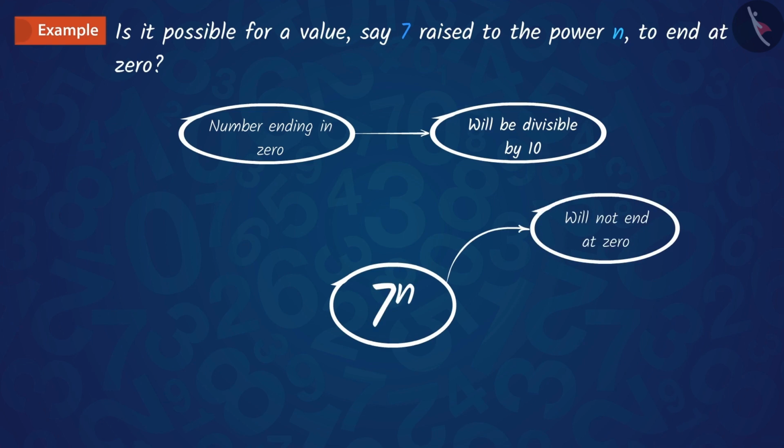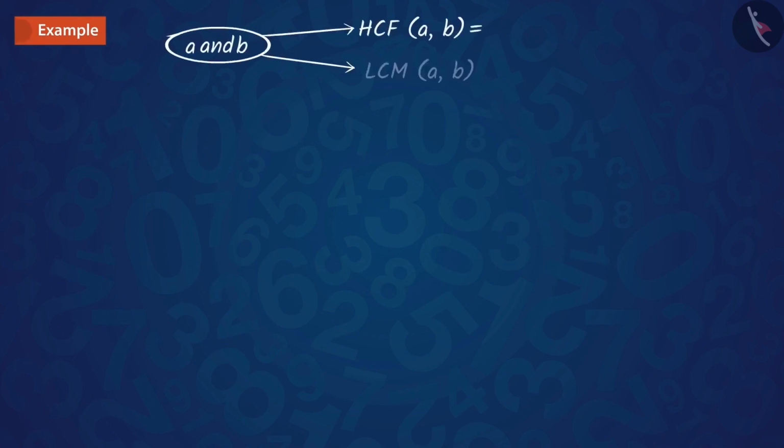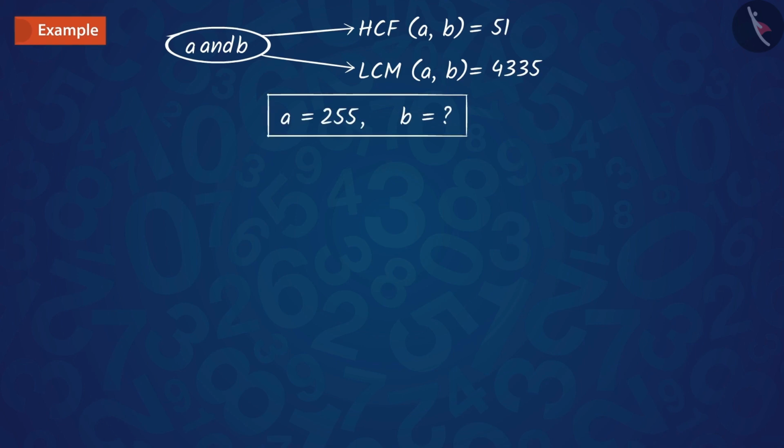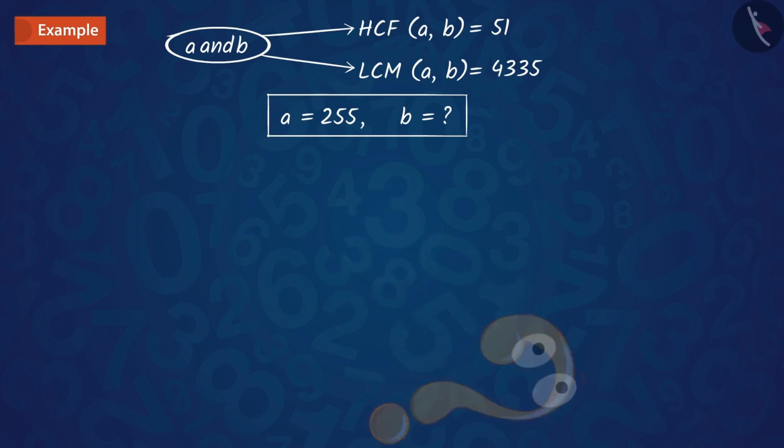Let us look at another example. The HCF and LCM of two numbers a and b are 51 and 4,335 respectively. If a is equal to 255, find the value of b. Can you guess how the value of b can be found?